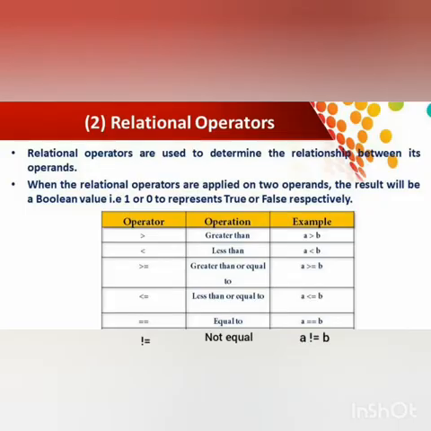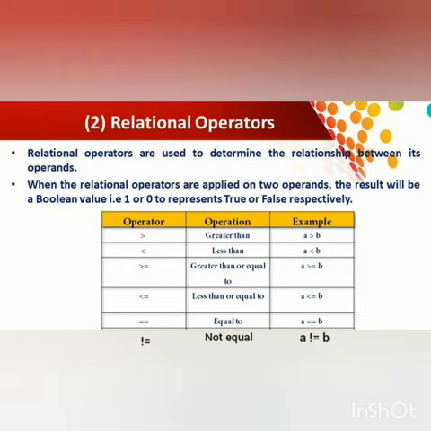Now the next one is relational operators. A relational operator is used to determine the relationship between two operands. When the relational operators are applied on two operands, the result will be a Boolean value. Already I told you what a Boolean value is. The Boolean value is nothing but either true or false. So the true value is represented as 1 and the false value is represented as 0.